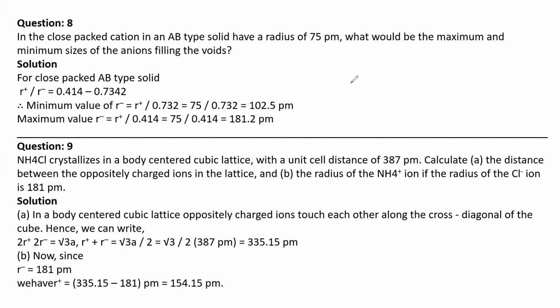Hence, the table is very, very important, where we can find the maximum and minimum filling size of anions as well as cations. If they ask for cations also, we can take the values of anions and find the ratio of the cation, and so on.